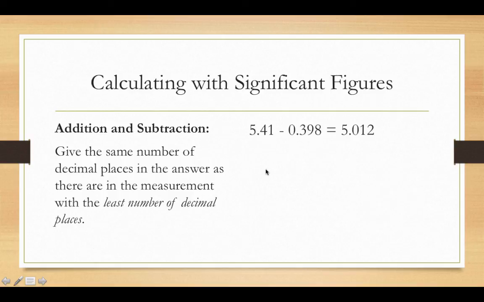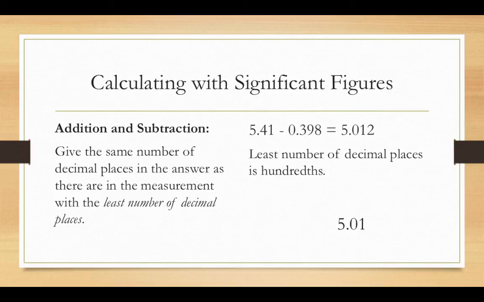Okay, addition and subtraction, very similar. I'm going to give the same number of decimal places in the answer as there are in the measurement with the least number of decimal places. So if I look at my measurements, this one goes to the hundredths place, the thousandths place, and so my answer, as shown on the calculator, goes to the thousandths place, but following the proper rules of significant figures, I need to make that into the hundredths place. That would be 5.01 after I round.